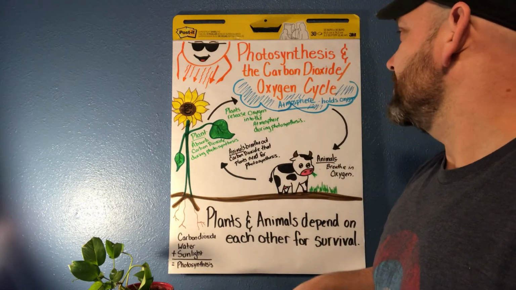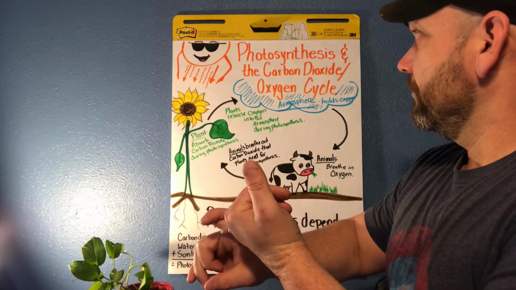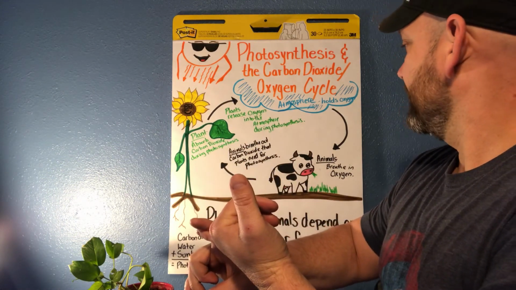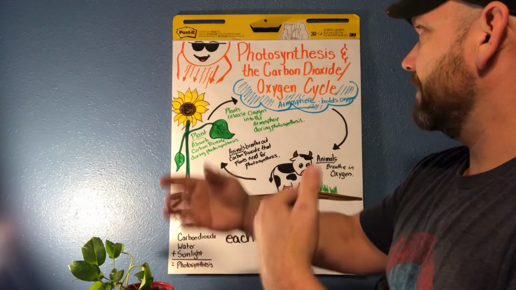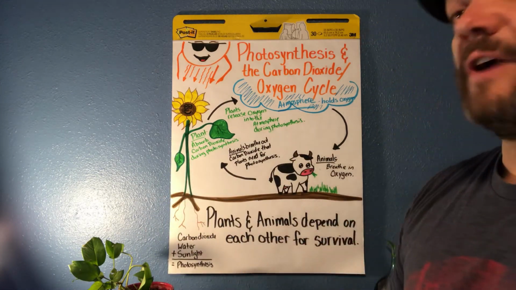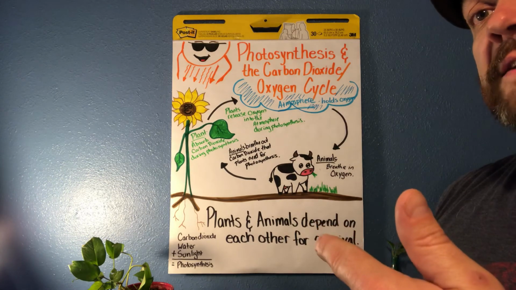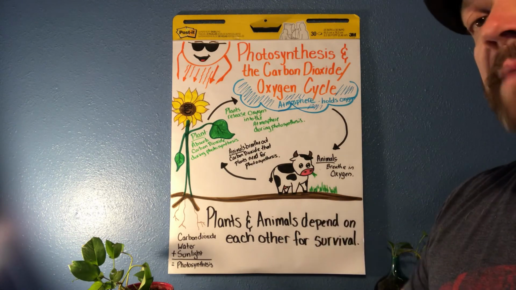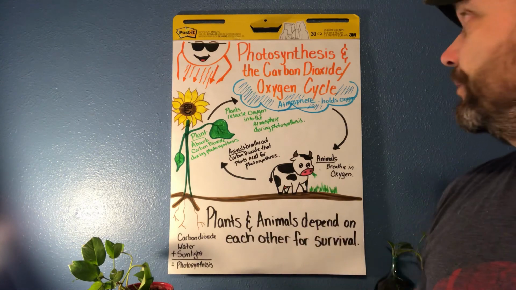And so that's kind of what photosynthesis is, and what that carbon dioxide oxygen exchange is. Plants and animals depend on each other for survival. So if you want to take a picture of that, you can, or stop the video and zoom in, or whatever you want to do with that.